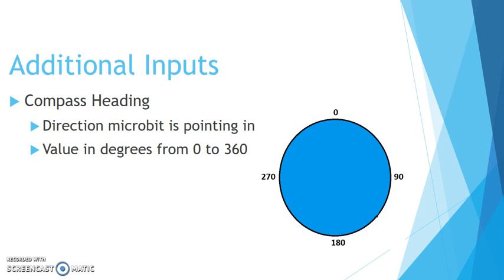So we can look at how we can use that compass heading, maybe to show an arrow which shows the direction that the microbit is pointing in.